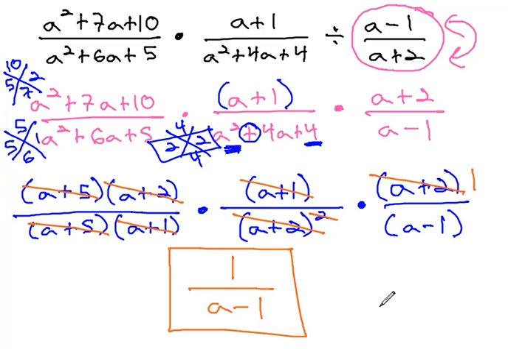We arrived at that solution by first multiplying by the reciprocal, so we had all multiplication, factoring each polynomial, which allowed us to reduce to our final solution.